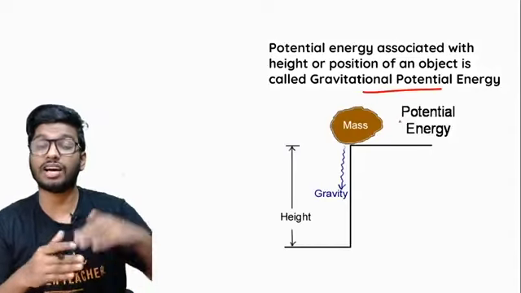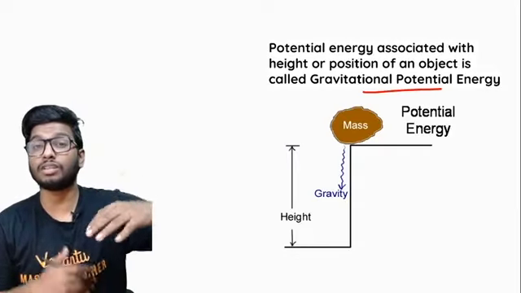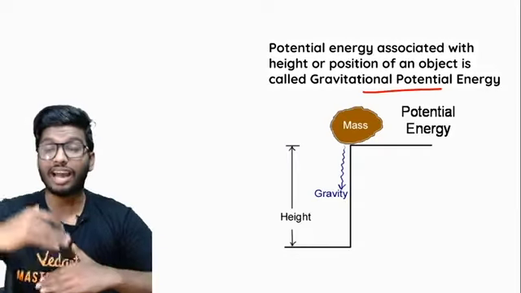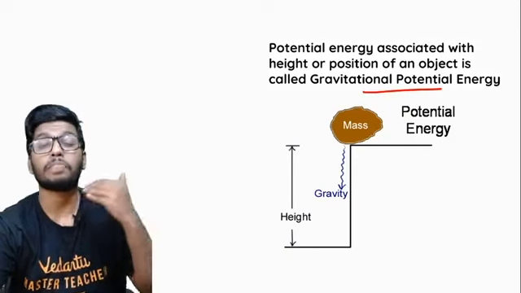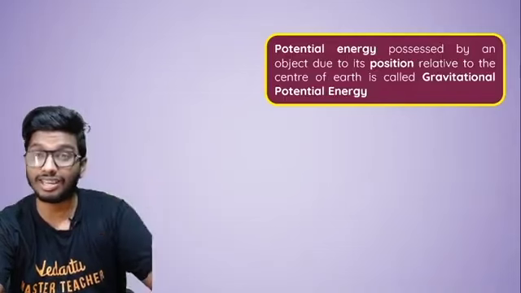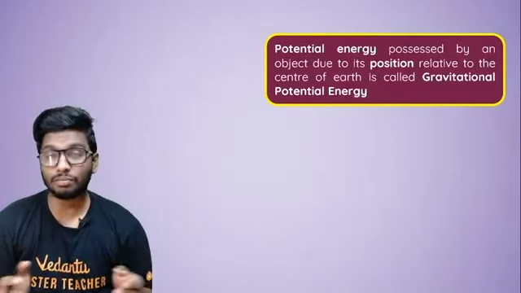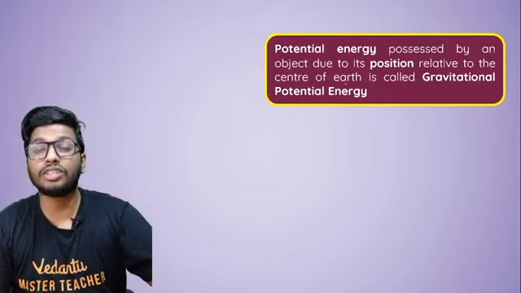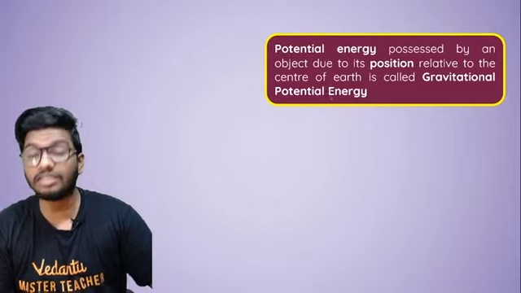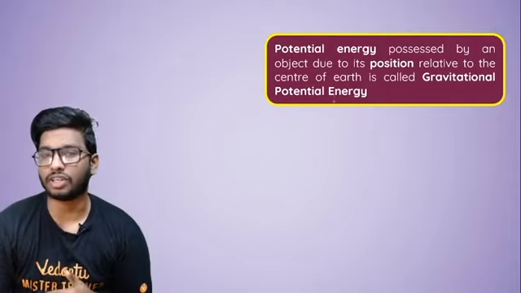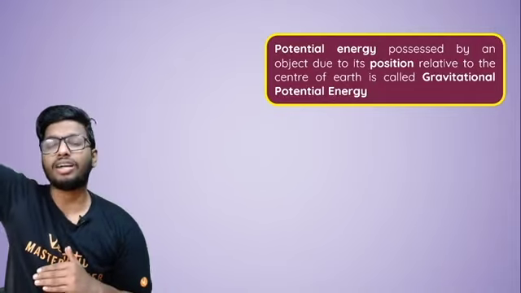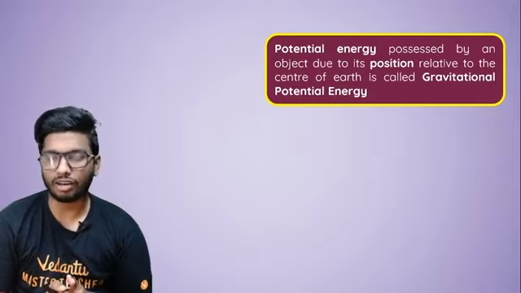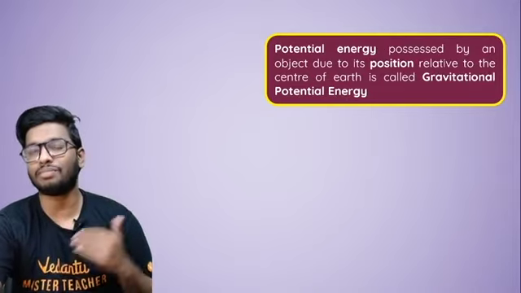The potential energy associated with the height of the position of the object with respect to the ground, the height from the ground or the distance from the ground, that is what is called gravitational potential energy. So what is gravitational potential energy? The energy possessed by the body relative to the position from the center of the earth, that is what is called gravitational potential energy. So from the center of the earth, what is the distance of that object? That is what is called gravitational potential energy.